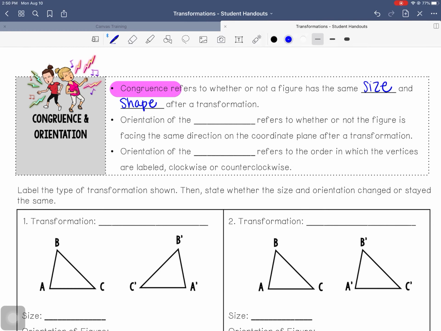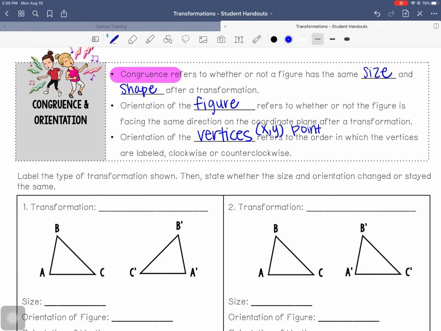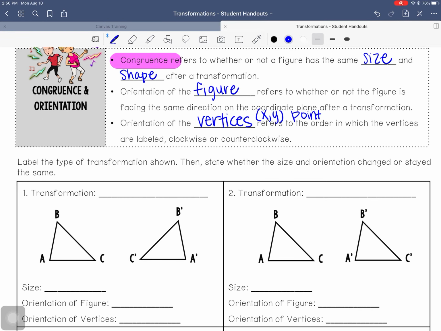Orientation of the figure refers to whether or not the figure is facing the same direction on the coordinate plane after the transformation. Orientation of the vertices, so that is your points, refers to the order in which the vertices are labeled, clockwise or counterclockwise. And we'll talk more about counterclockwise and clockwise when we get into rotations in a few more lessons. So down here we're going to practice.